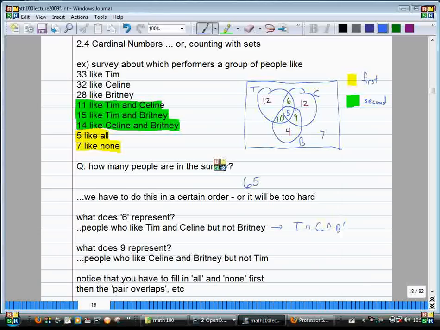Does that make sense? So in fact, we can actually finish this off by writing this entire thing in fancy set notation. We can say the number of T intersect C intersect B complement is 6. That's how we write that whole thing in fancy set notation.